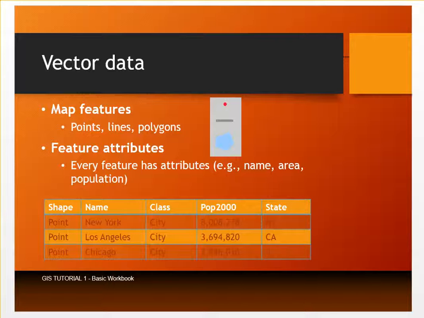So in the table here, you see that we have points representing cities in the United States, and some of the attributes that are attached to them. What's the population? What state is it in? On and on. So keep that in mind. You can have multiple attributes per feature.